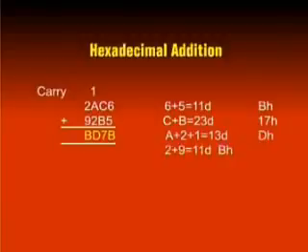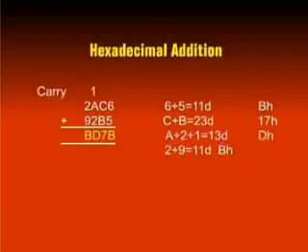Let's add the two hexadecimal numbers C and B. C is equal to 12 in decimal and B is equal to 11 in decimal. So the sum of C and B is equal to 23 in decimal. The hexadecimal equivalent of 23 is 17. So basically it's a 2-digit number. The sum is 7 and the carry is 1.